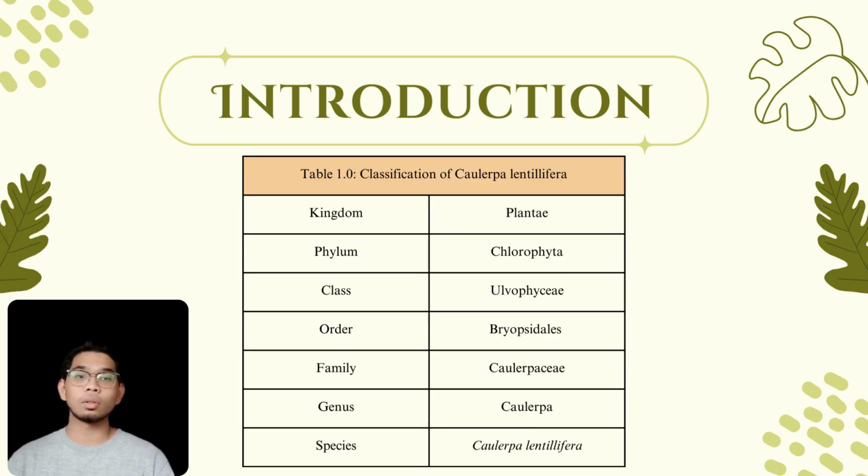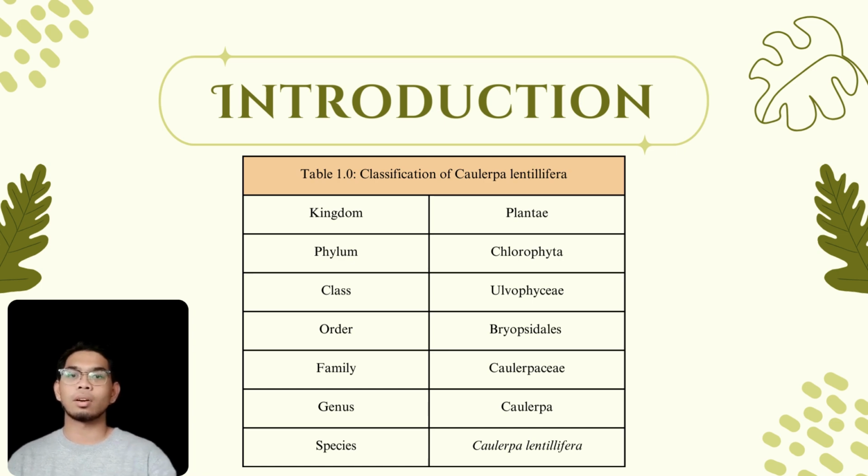Now, let's take a look at the five kingdom classification of Caulerpa lentillifera. Kingdom, which is Plantae; phylum, Chlorophyta; class, Ulvophyceae; order, Bryopsidales; family, Caulerpaceae; genus, Caulerpa; species, Caulerpa lentillifera.